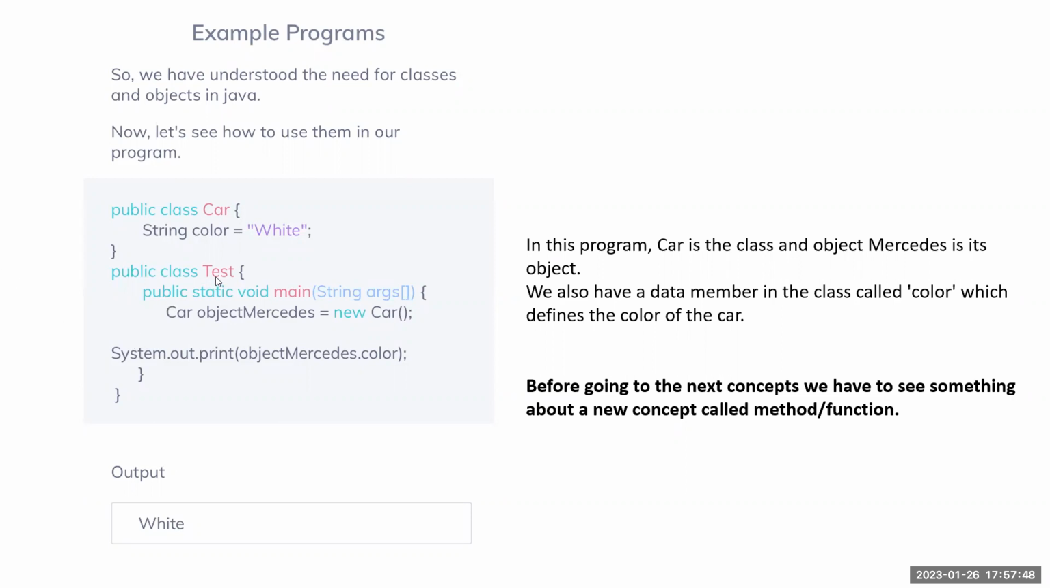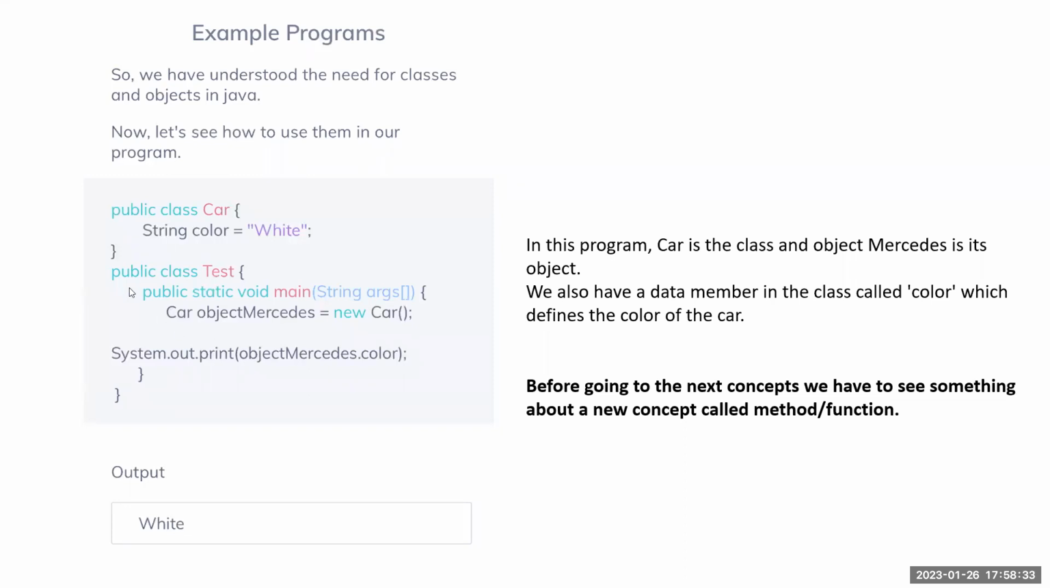Okay, so public class Test, and this class has a main method, and now we created a car object. The car object is objectMercedes, which is equal to the new operator and Car. So what exactly are we trying to do here? We are creating a car object. The object name is objectMercedes, and we are going to use the car properties here.